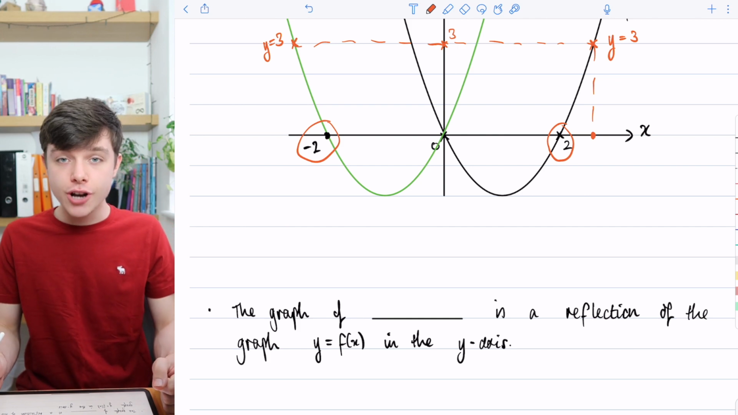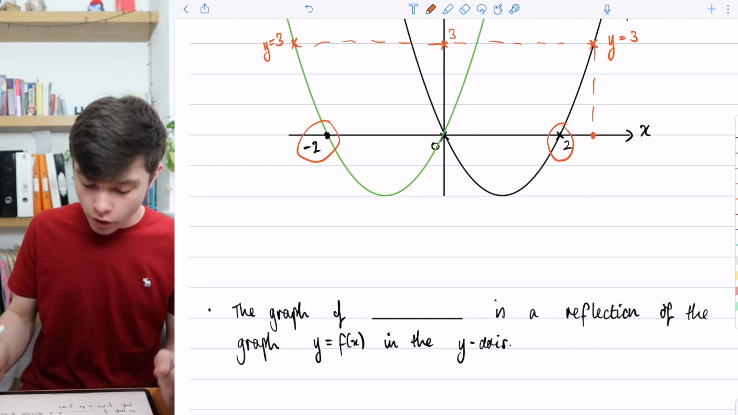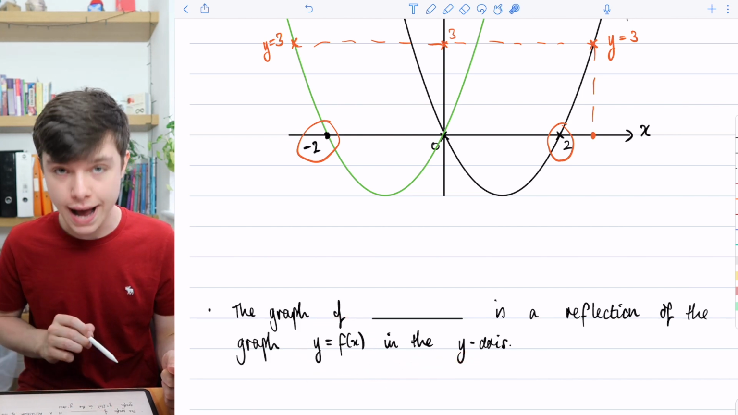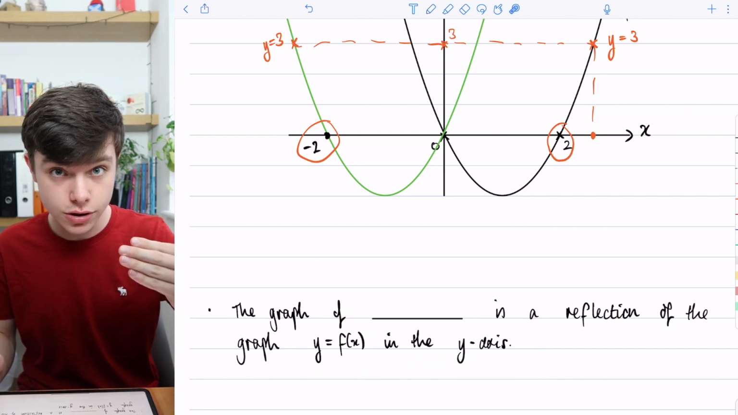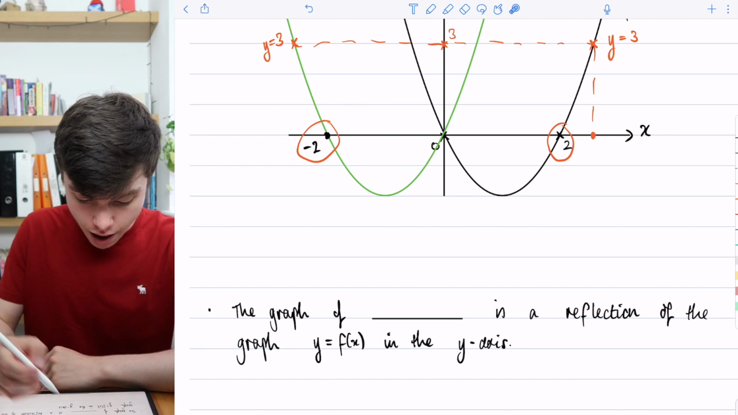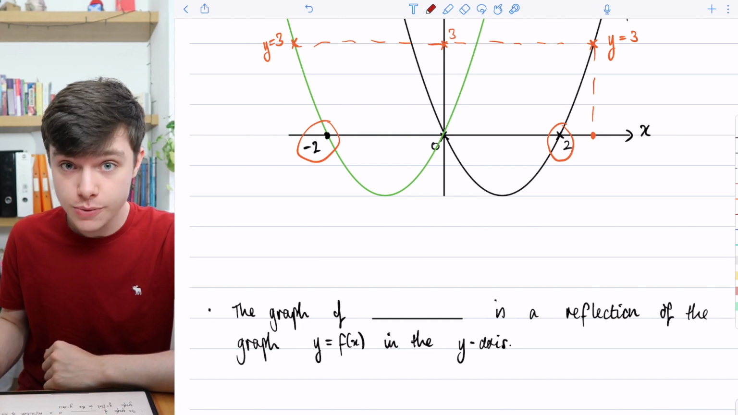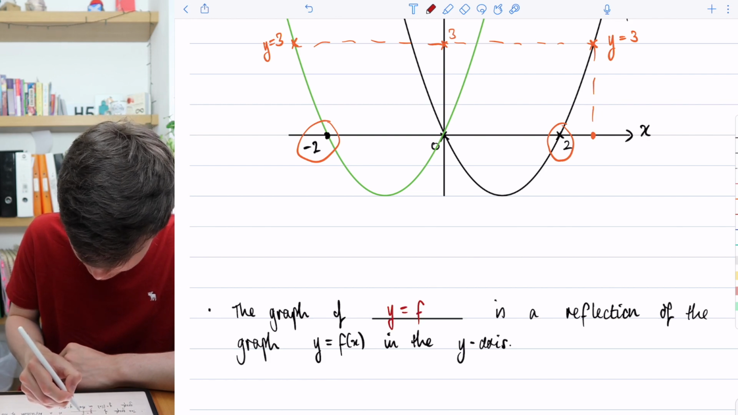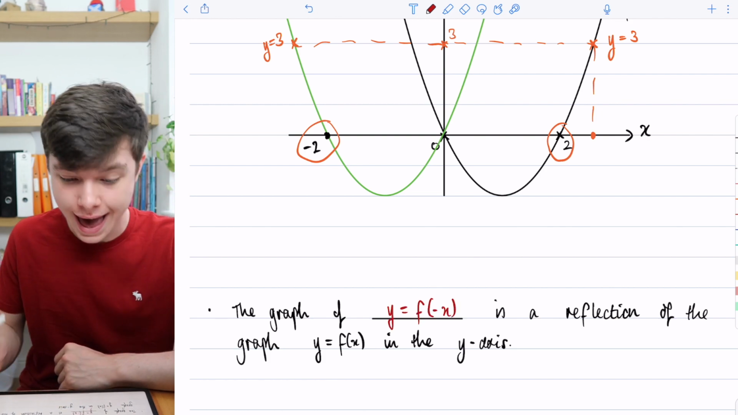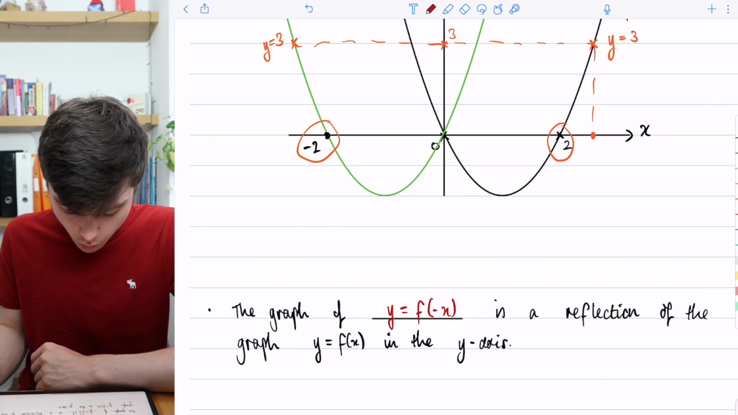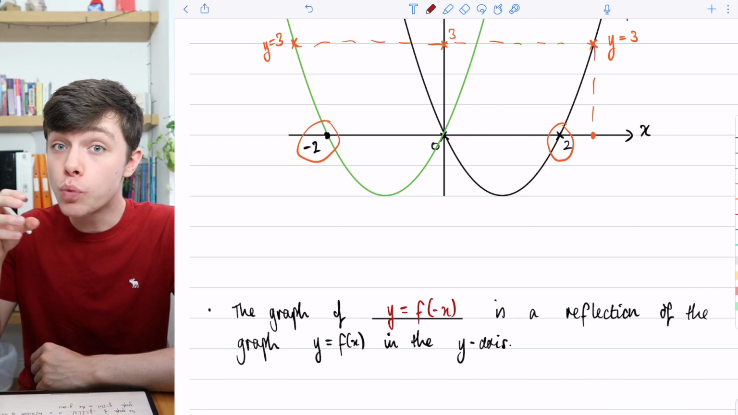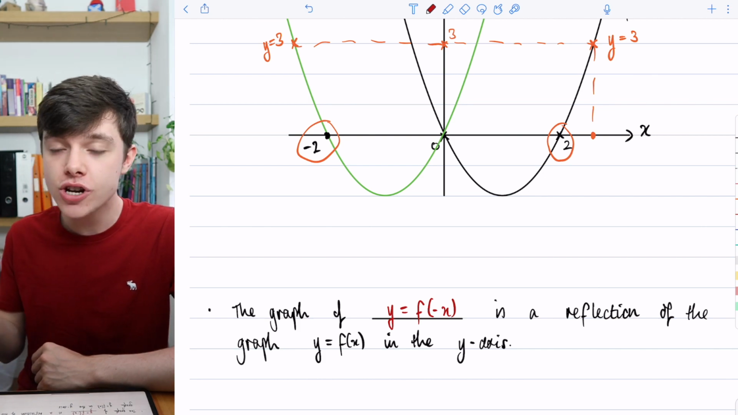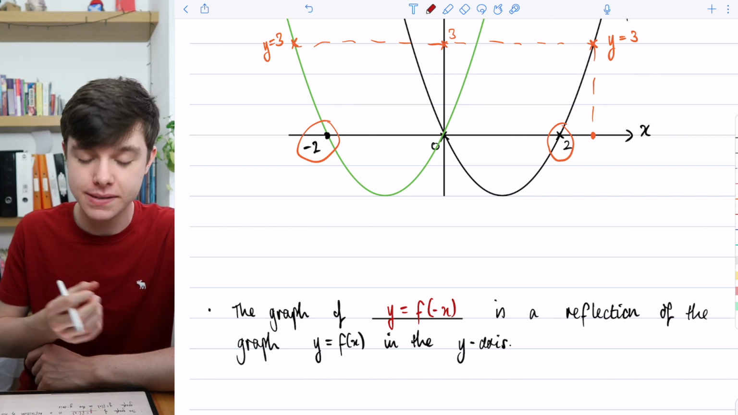So let's have a look at the notation for that. The graph of something is a reflection of the original graph in the y-axis. To denote a reflection in the y-axis, we use this notation: y is equal to f of minus x. I always remember it, the negative is with the x here, so because it's with the x, we do a reflection in the y-axis.